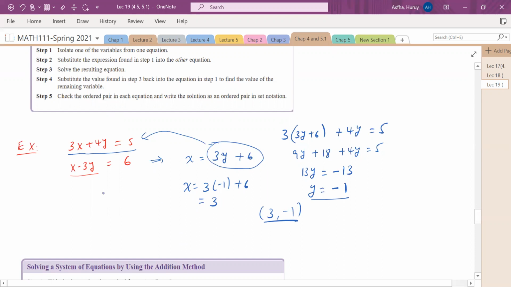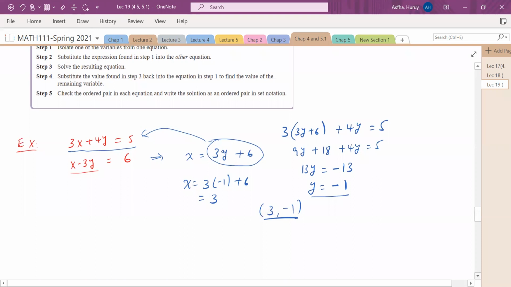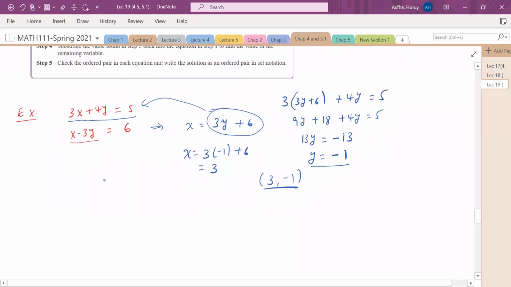Now the question is, does it satisfy the system? Hopefully yes, but let's see. So for the first equation, I take 3 times 3 plus 4 times negative 1 equals 5. And this is 9 plus negative 4 equals 5. Well, that's true, because 9 minus 4 is 5.